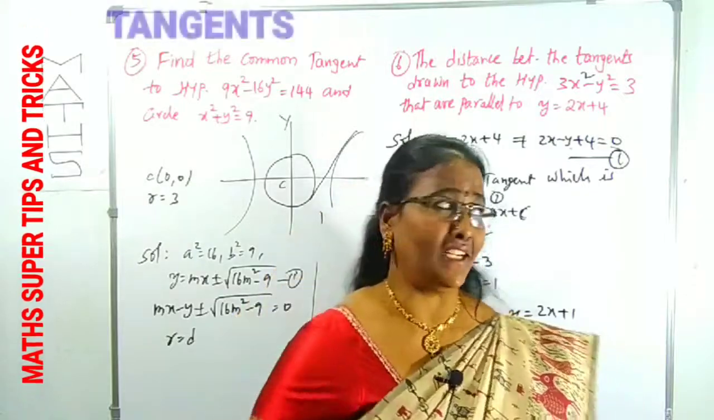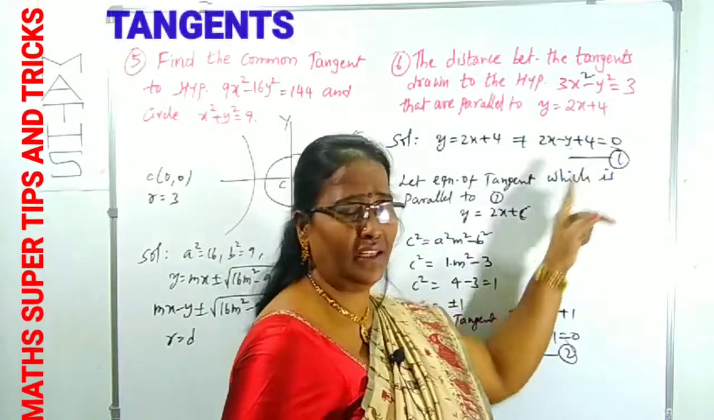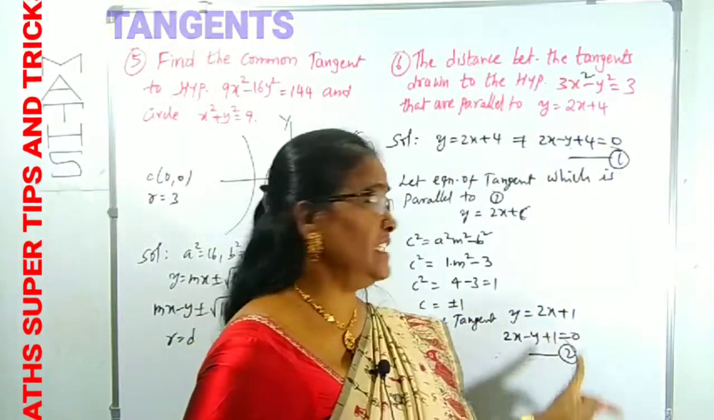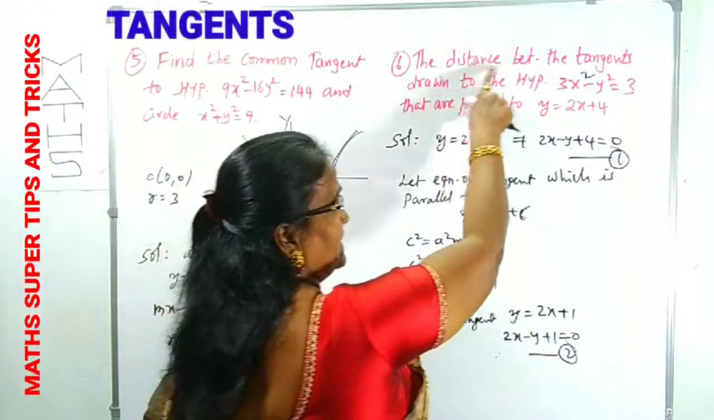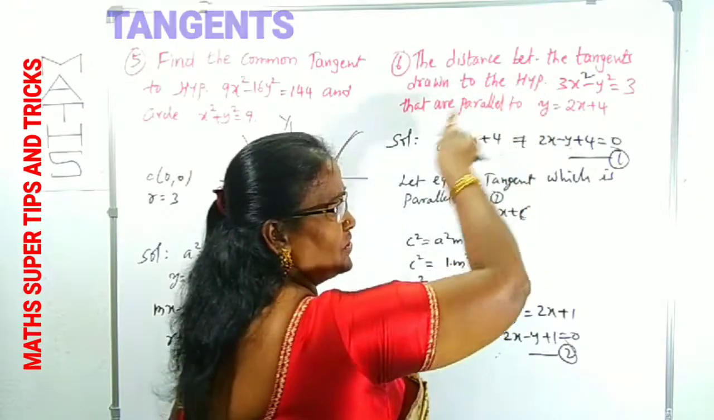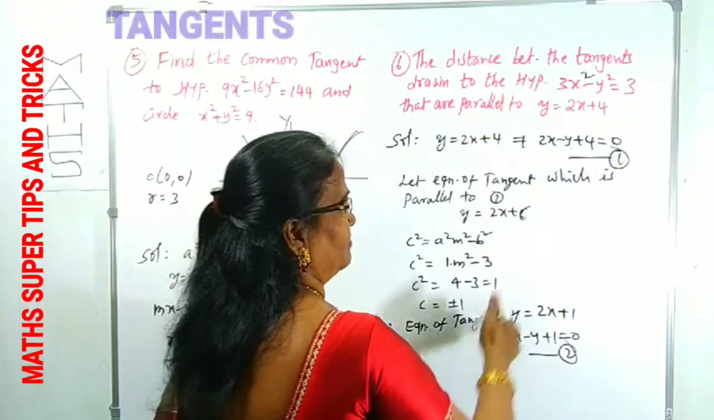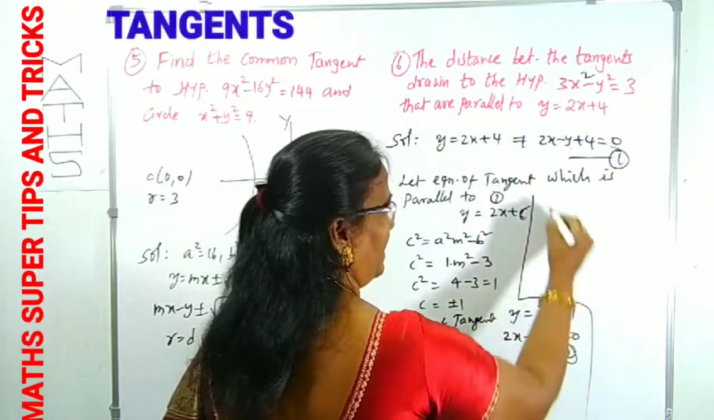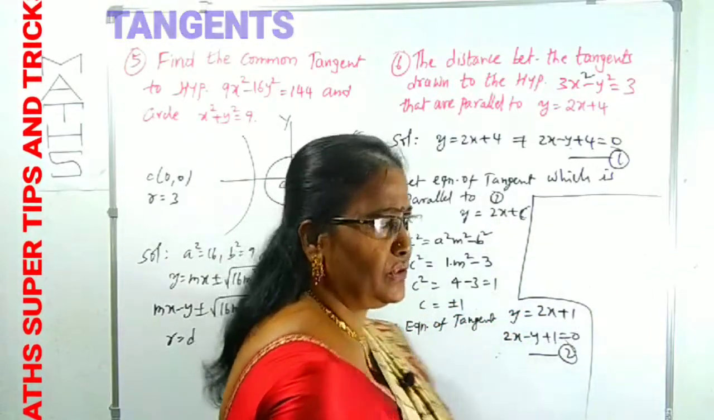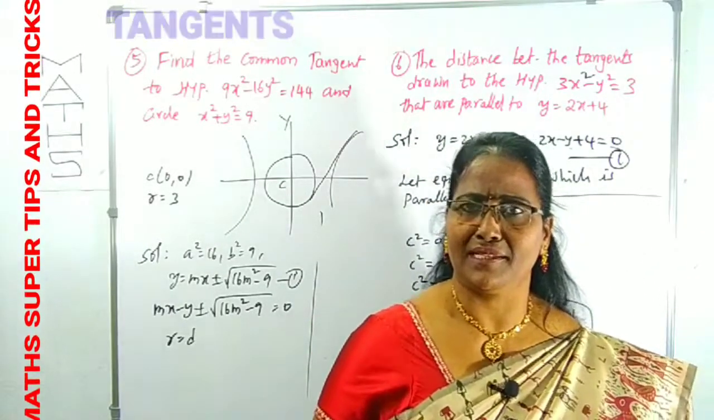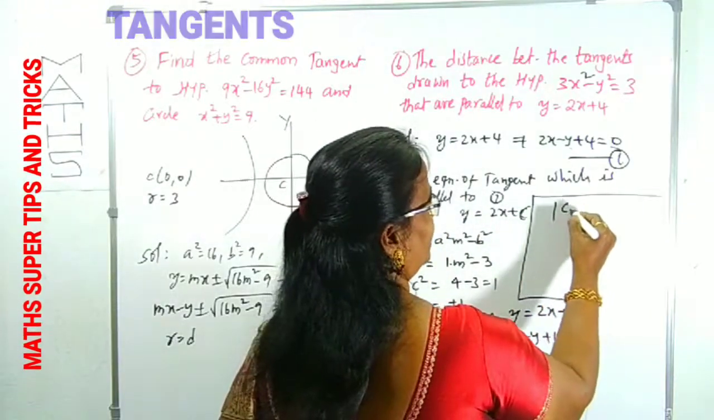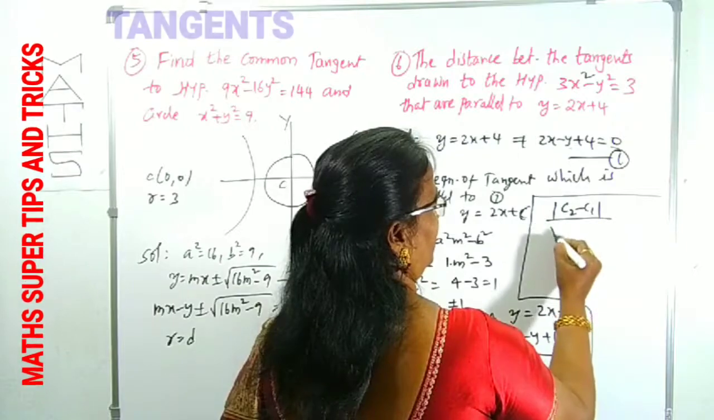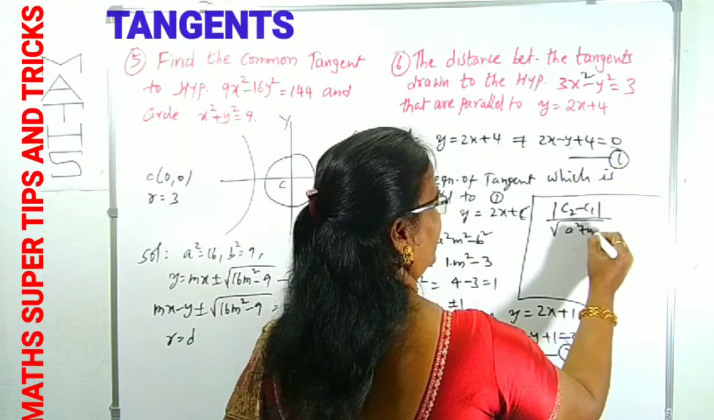Now, two equations are ready. One is the equation of the given line. The second is the equation of the tangent which is parallel to the given line. Now, what do we want? The distance between those two lines. Distance between means we can find the distance between the parallel lines. What do you know about the distance between parallel lines? Yes, exactly, that is mod c2 minus c1 by root over a square plus b square.